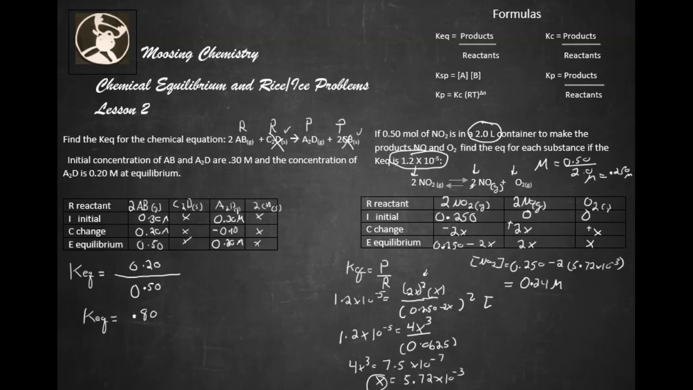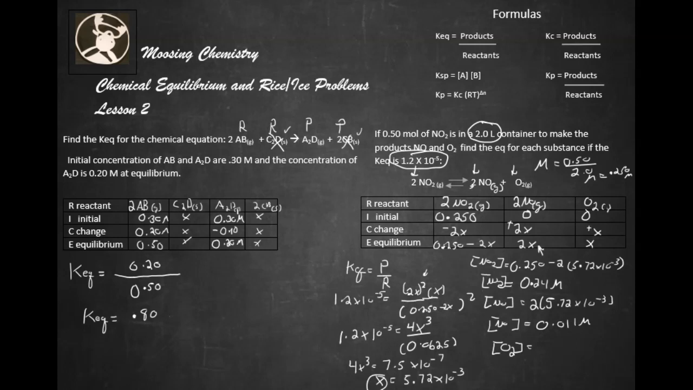So NO is going to give me 2 times, it's like 2x right there, 2 times 5.72 times 10 to the negative 3. So our NO value is going to equal 0.011 molarity.